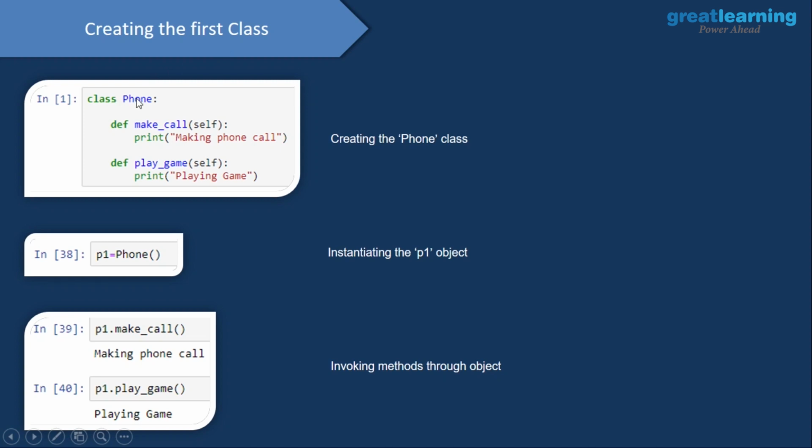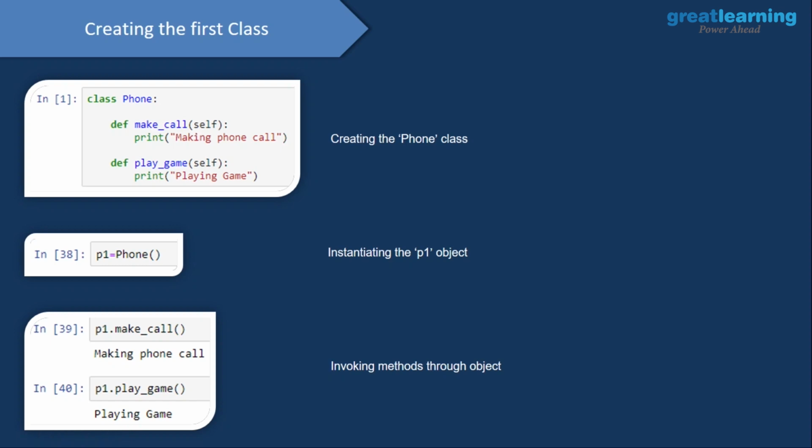So the name of this class is Phone, and inside this we are defining two methods. With the help of these methods we can have the behavior of this class. I have the first method called make_call, and inside this method I'm just printing out "making phone call". As you can see, this method takes in a parameter which is self.